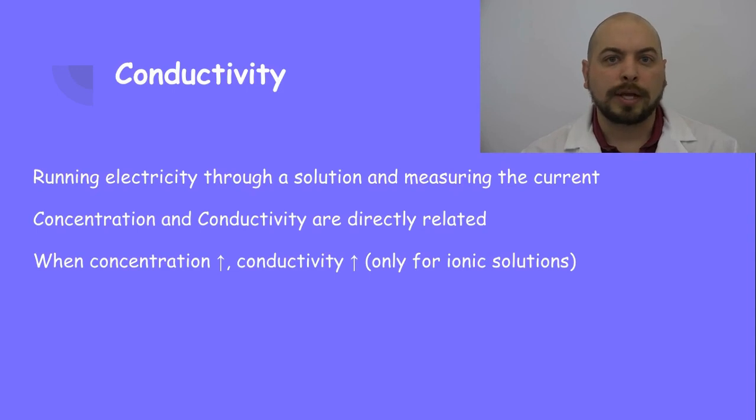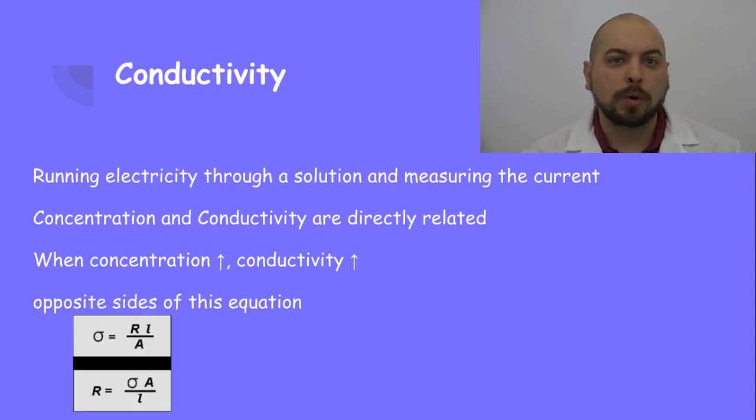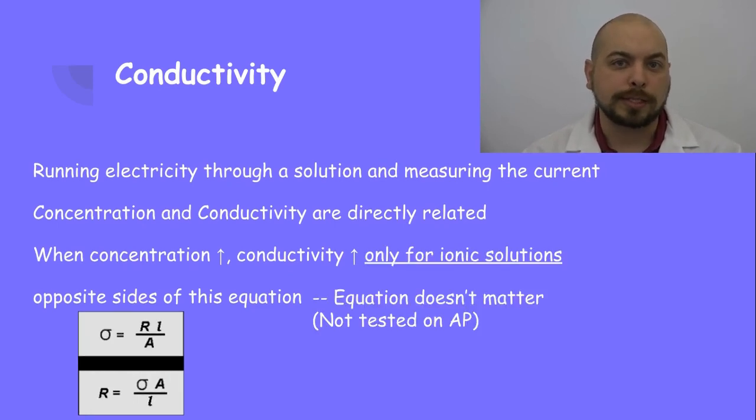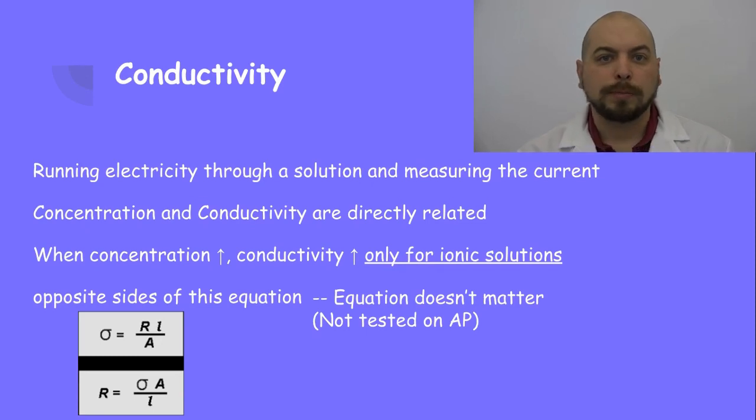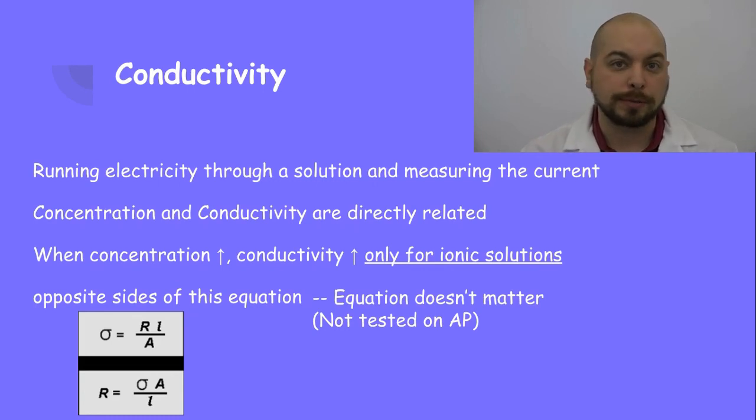Now, unlike with light absorbance and transmission, there's no equation that I need you to know for this, but you do need to understand the general trend. And so the general trend is, as I mentioned again, if you are more concentrated, you are a better conductor of electricity. But remember, you can only use conductivity as a measure of concentration in ionic solutions. Covalent solutions, such as sugar water, won't conduct electricity no matter what the concentration, and that's because the ions are required to transfer electrons from one side of the solution to the other.